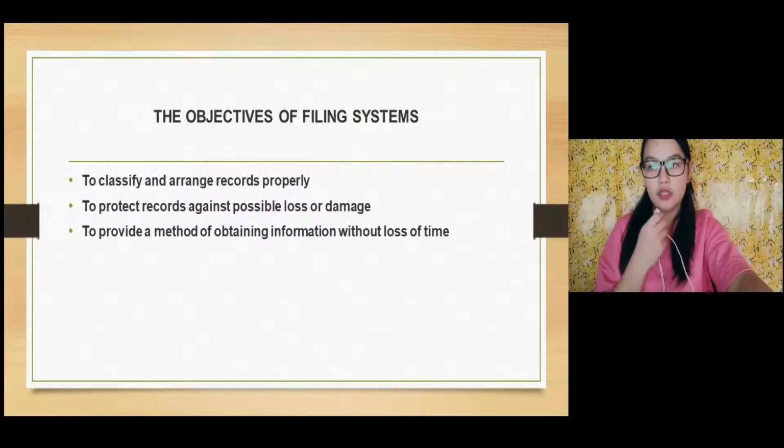The first objective is to classify and arrange records properly. A filing system enables records to be arranged systematically by classifying them based on their content and necessity. The proper handling of records can prevent many unfavorable incidents such as the loss of files, the damage of records, and more. For organizations that have several departments, it is necessary to classify the records so that they will not get mixed up, which leads to inefficient administration.